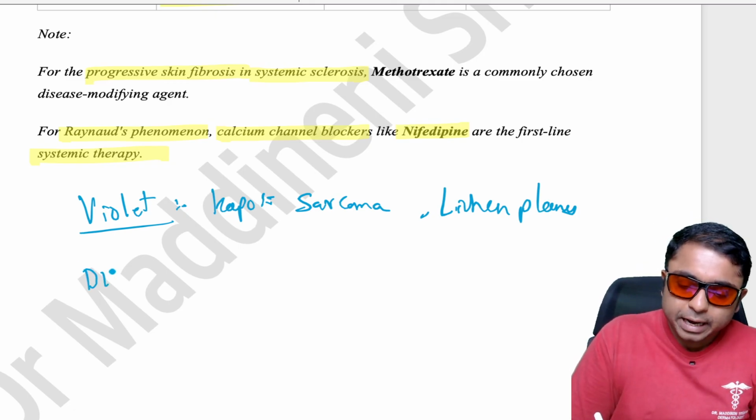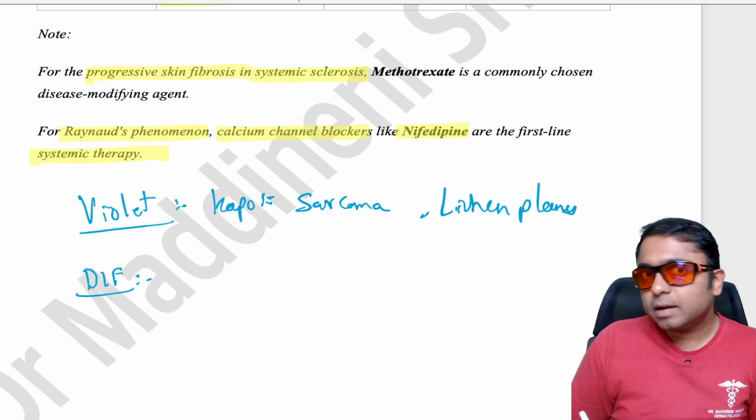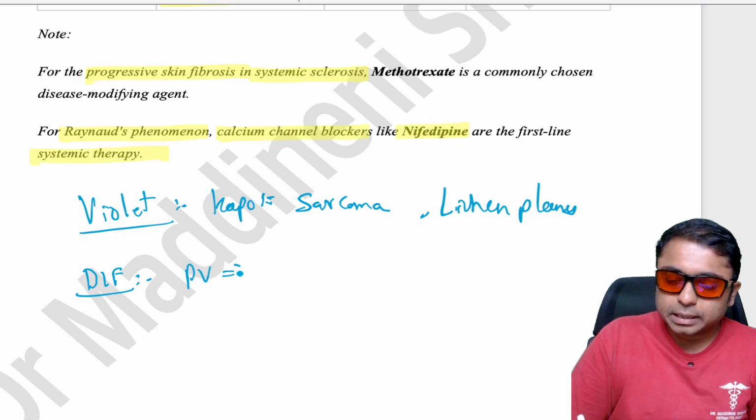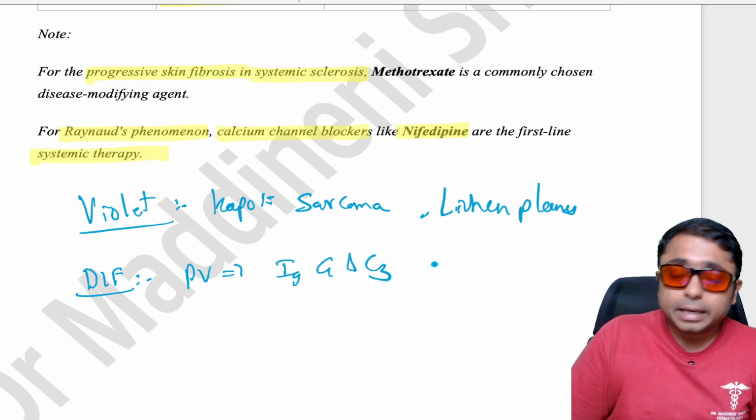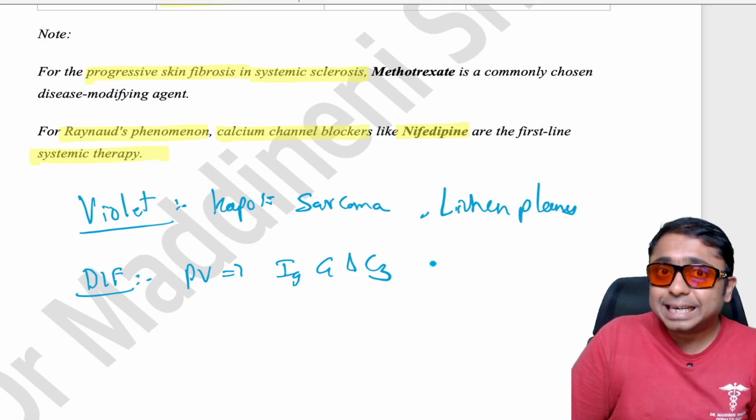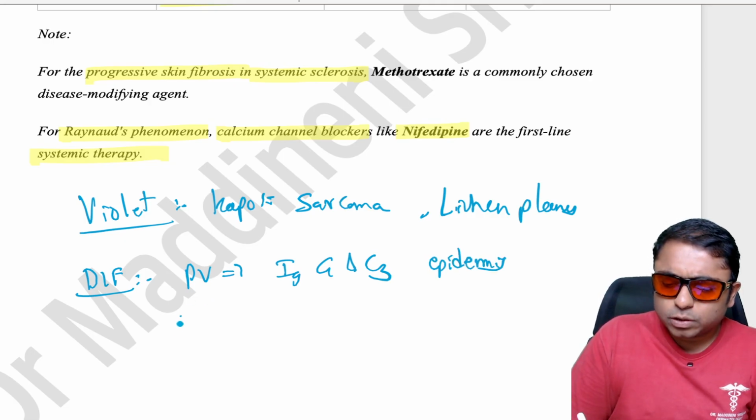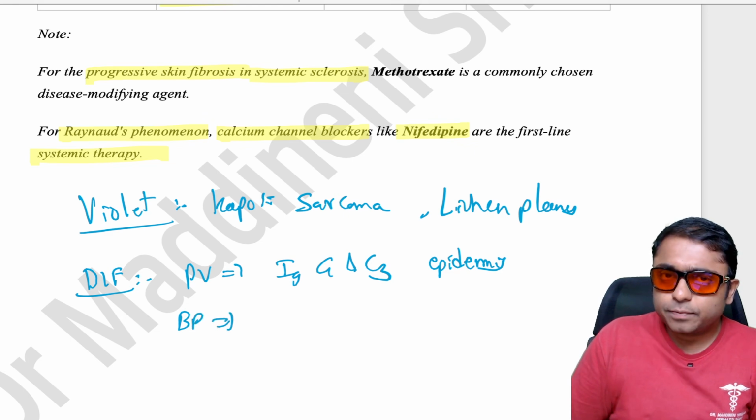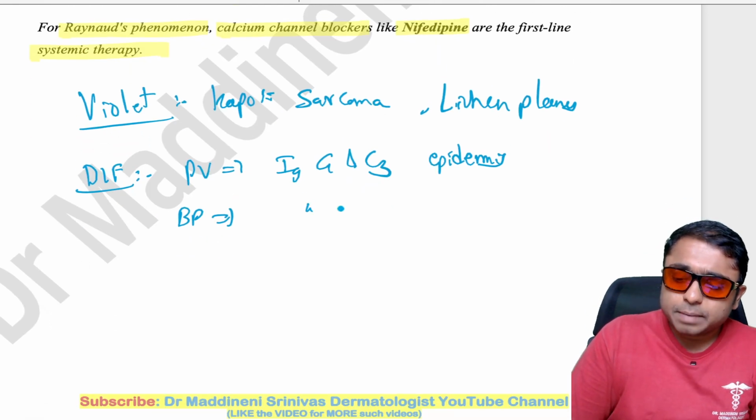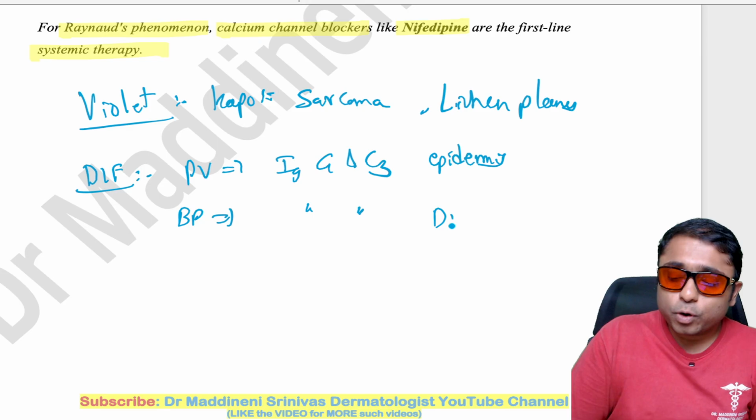And before that, when I asked you one more question, DIF in patients of pemphigus vulgaris is going to show the deposition of IgG and C3 in a fishnet or chicken wire pattern in the epidermis. And let us also quickly cover the other ones. In bullous pemphigoid, what is going to be there? The same IgG and C3 at the dermoepidermal junction. And what is the pattern here? It's going to be a linear pattern.